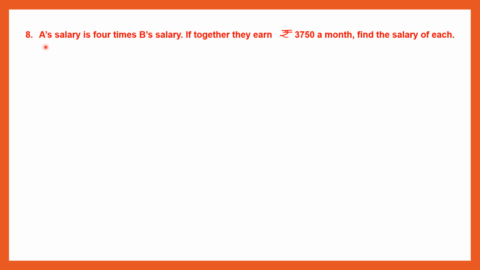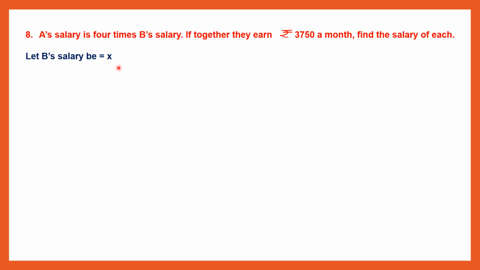Question 8. A's salary is 4 times B's salary. If together they earn so much a month, find the salary of each. So if we add up A and B's salaries, we will get this much. But how much is their salary? That's what we need to find. Here we are told A's salary is 4 times B's salary. So we know what A's salary is, 4 times B's salary, but we don't know the salary of B.